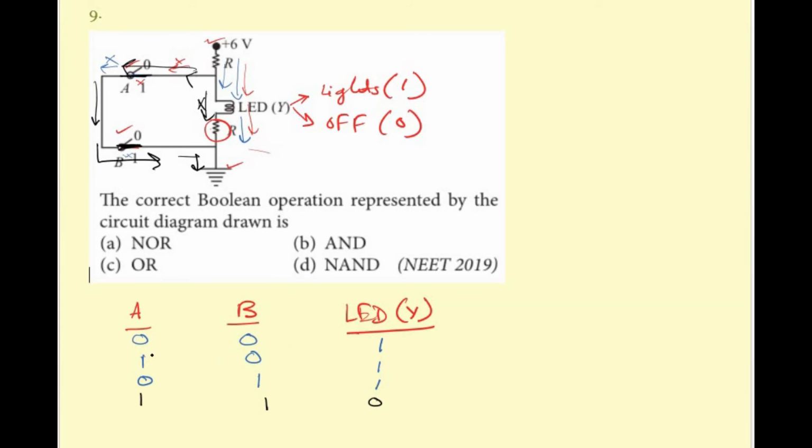So we can see that for any 0, our output is 1. So this is simply a NAND gate circuit. So option D will be the correct answer.